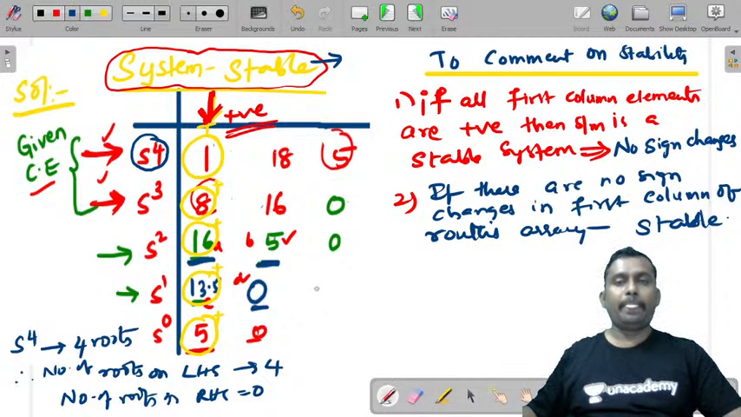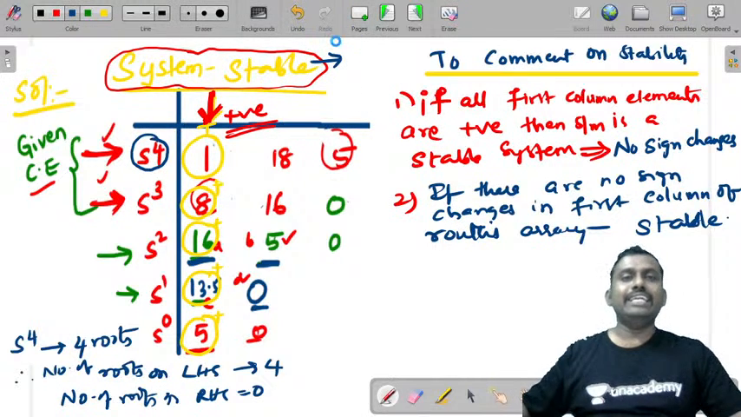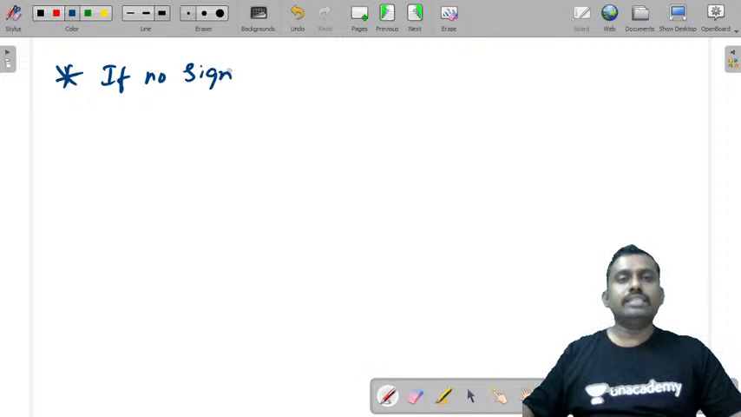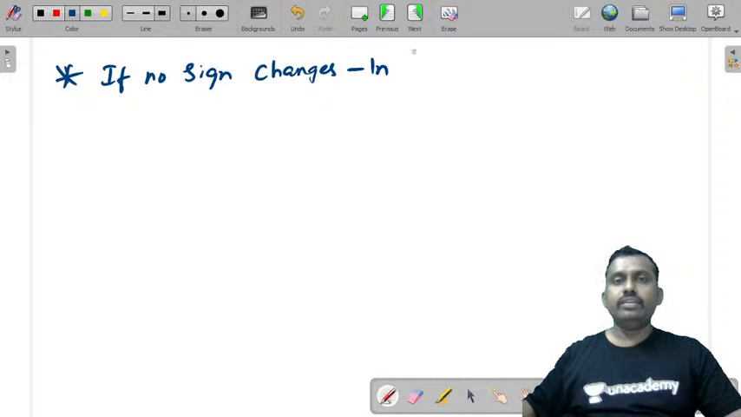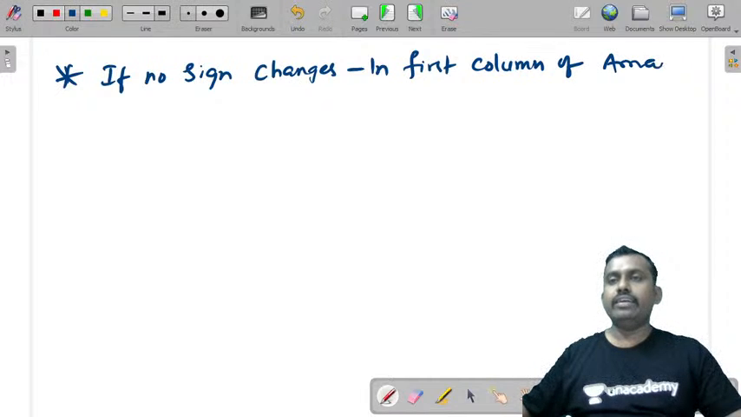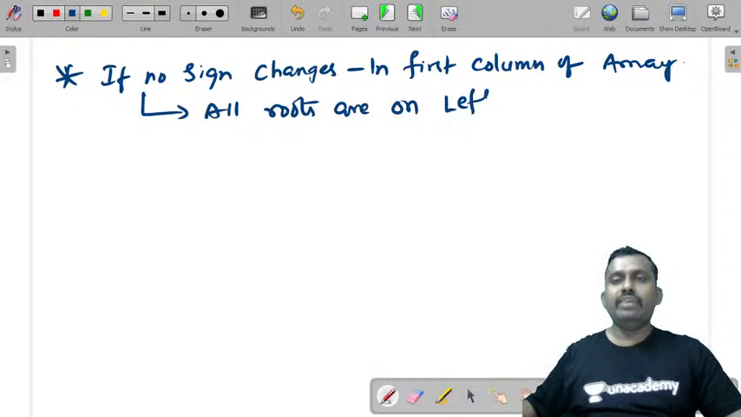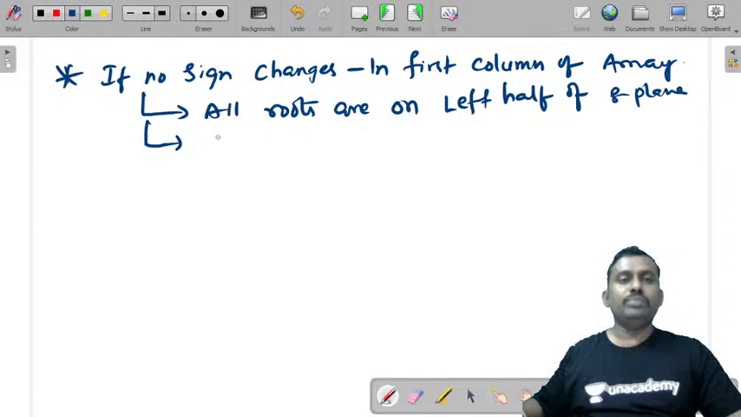Hope this is clear for you. So what does this sign change indicate? Let us take one. What I told you: if no sign changes in the first column of the Routh array, then all roots are on the left half of the S plane, and the system is said to be a stable system.